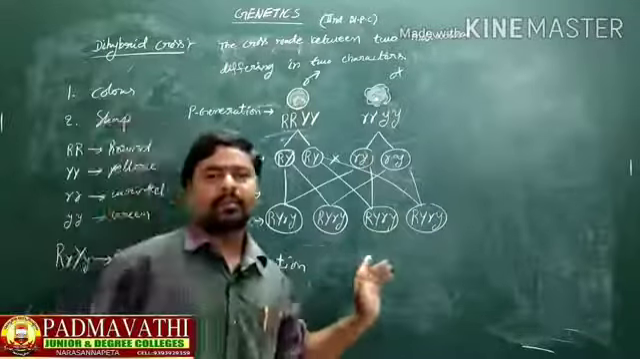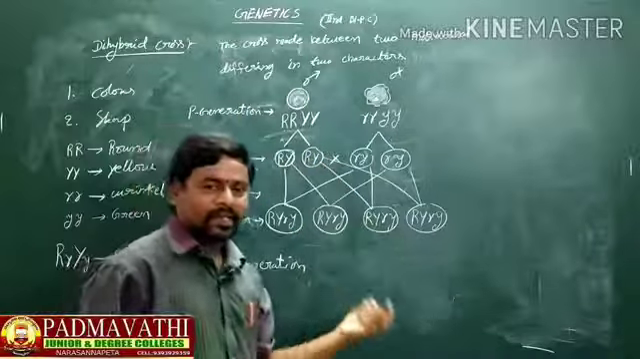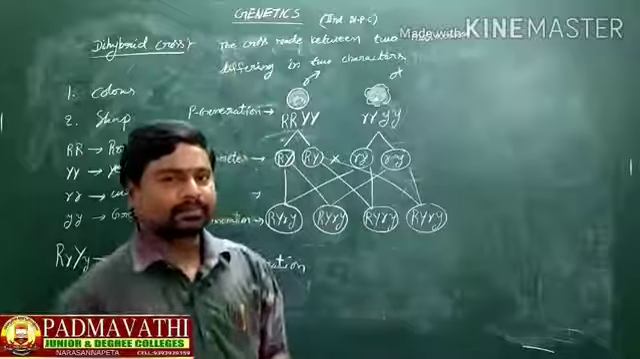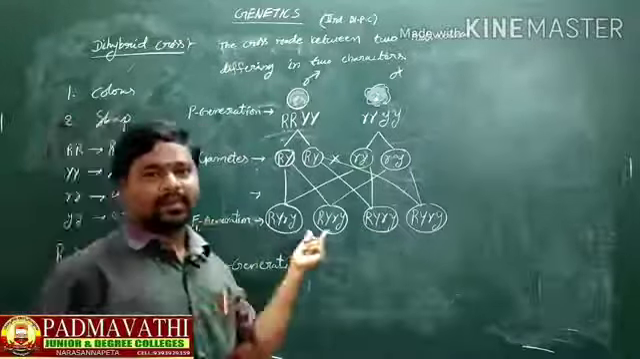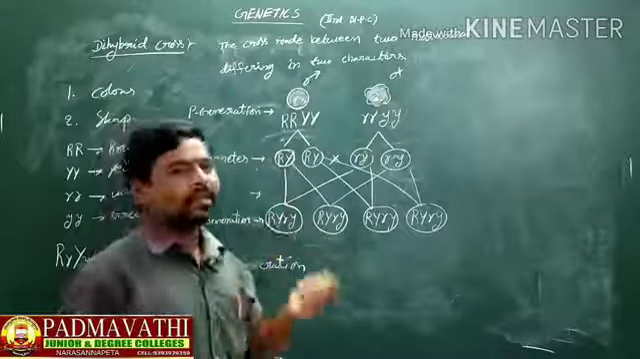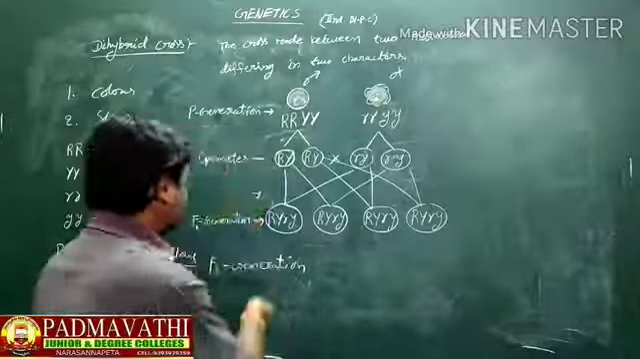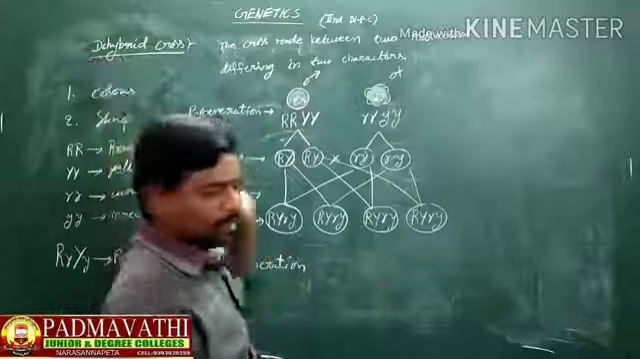We already discussed this in Mendel's monohybrid cross. The F2 generation is the generation which is produced when self pollination occurs in the F1 generation. Tomorrow we will discuss the F2 generation in Mendel's dihybrid cross. Thank you.